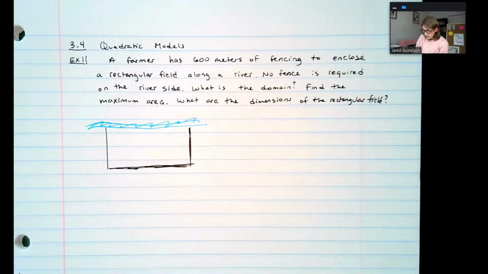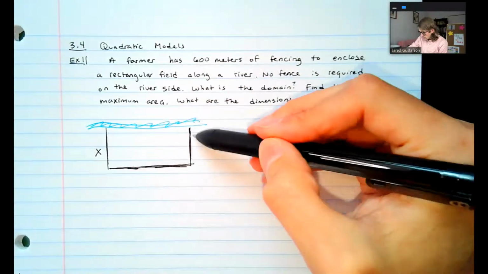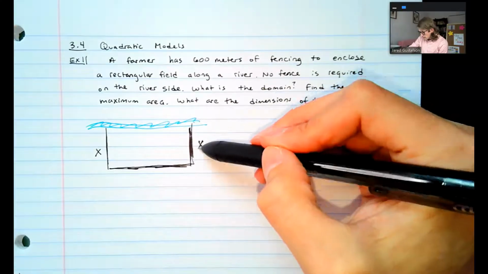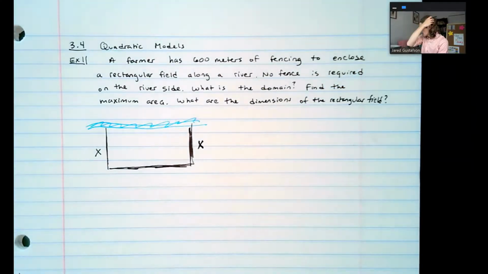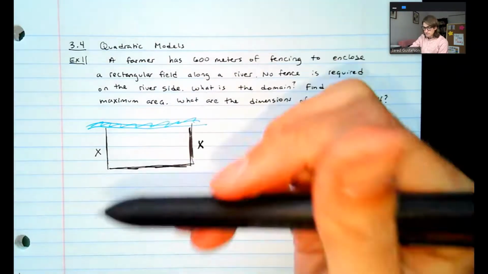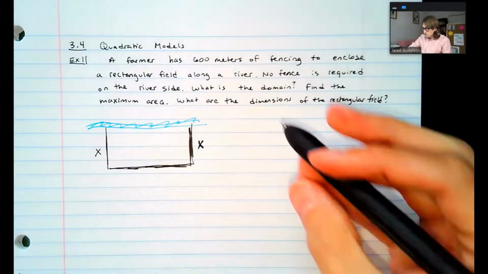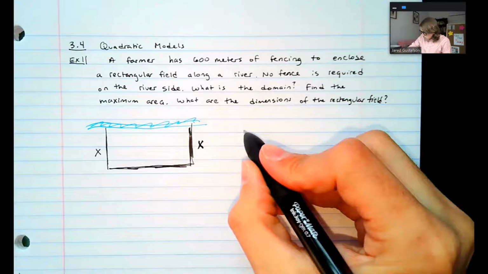So at some point, we just got to start calling something x. The length of the fence along these two sides, that's going to be x. Well, let's think about the domain then, since that's our first problem. If we only have 600 meters, technically, I guess you could put fences right up next to each other. What's our domain?